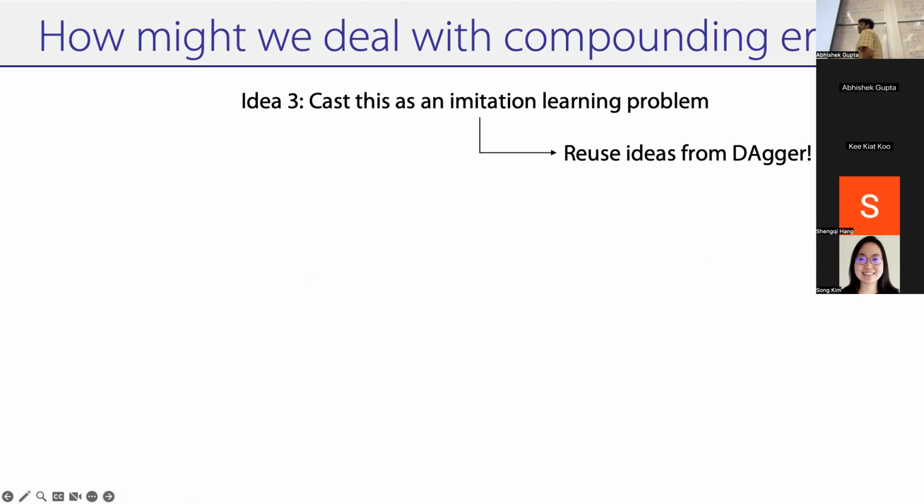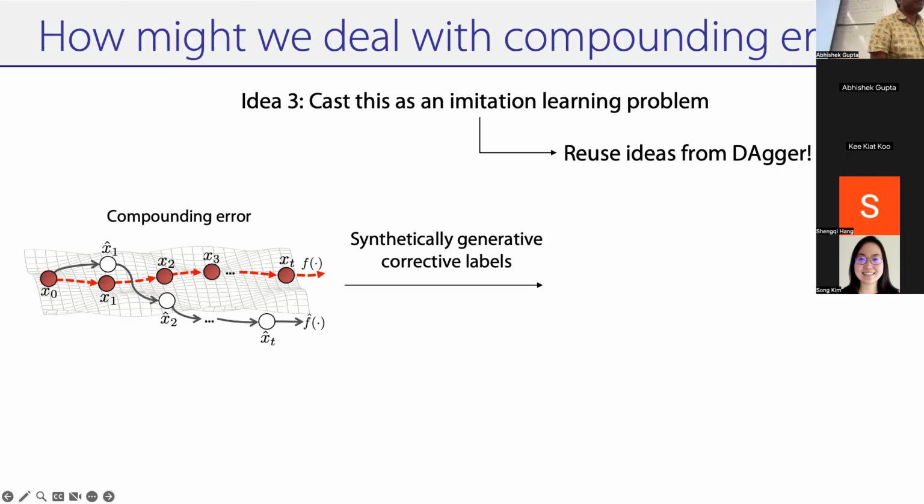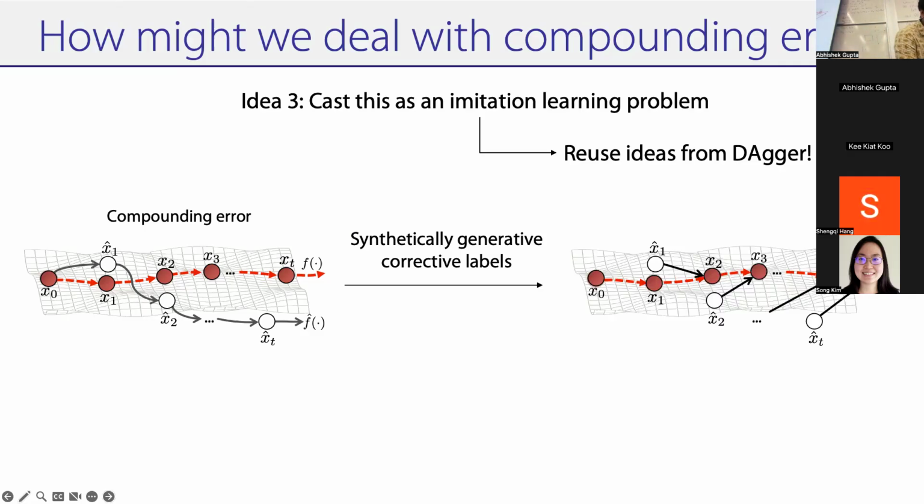But basically, it's going to use the same idea as Dagger, right? Imagine this is the sequence you wanted to follow. When you sampled from your model, you reached these things which are OOD. What you're going to do is create corrective labels. So if you're at X1 hat, synthetically go back to X2. If you're at X2 hat, synthetically go back to X3, and so on. So you generate on-policy rollouts from your model, and then synthetically create labels that go back from X1 hat to X2, X2 hat to X3, and so on. You're essentially using the same idea as Dagger, but in model-based stuff.